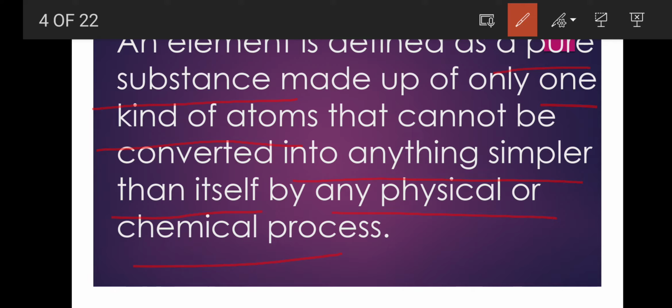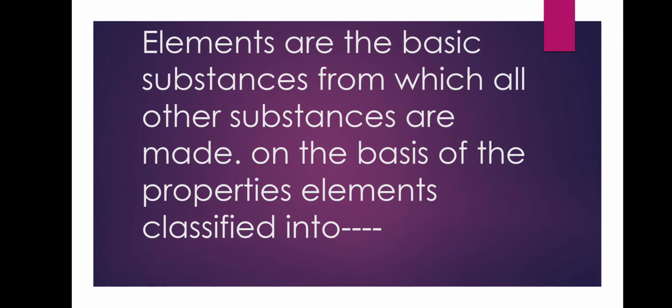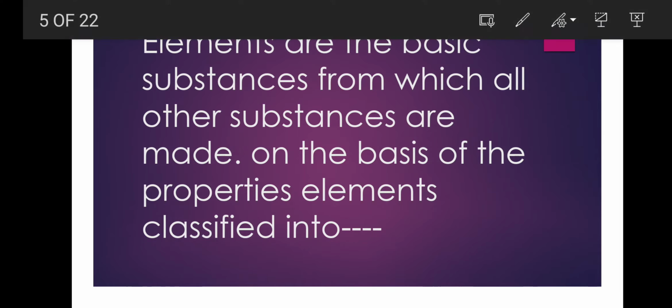For example, a gold bar is made up of what? Only gold atoms. Okay, so elements are the basic substances from which all other substances are made. I think this point must have become very clear, because a gold bar is made up of only gold atoms. So according to this we can say that elements are the basic substances from which all other substances are made.